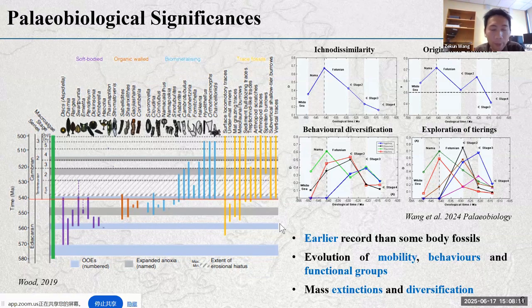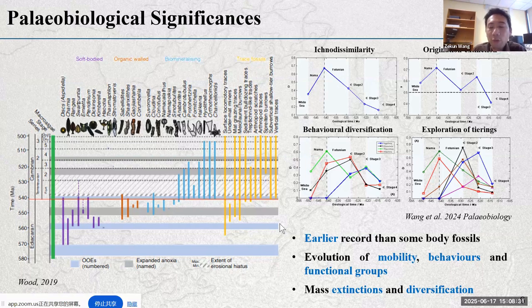evolution during that interval. But on the other hand, some trace fossils also appeared much earlier than their putative trace makers, like Cruziana or Rusophycus, which are the locomotion and resting traces of trilobites. They appeared much earlier than the earliest body fossil record of trilobites.